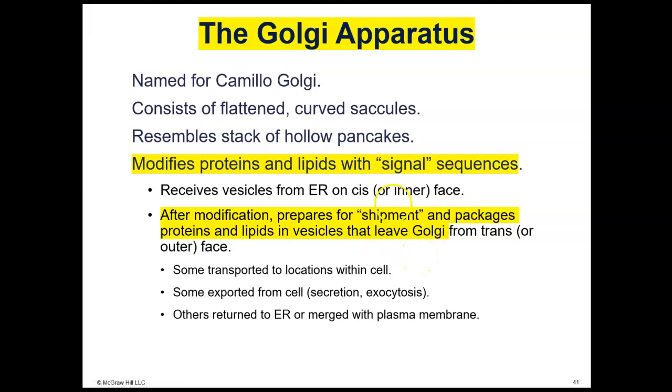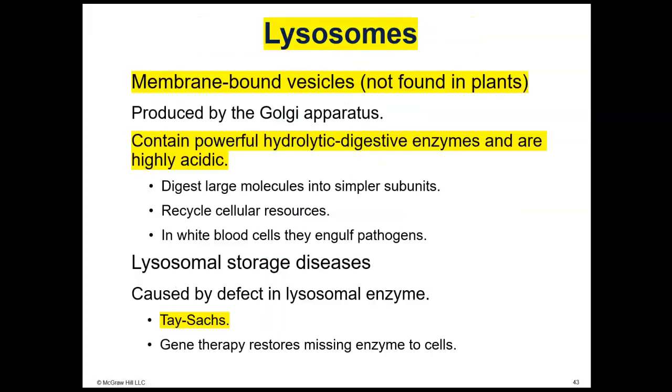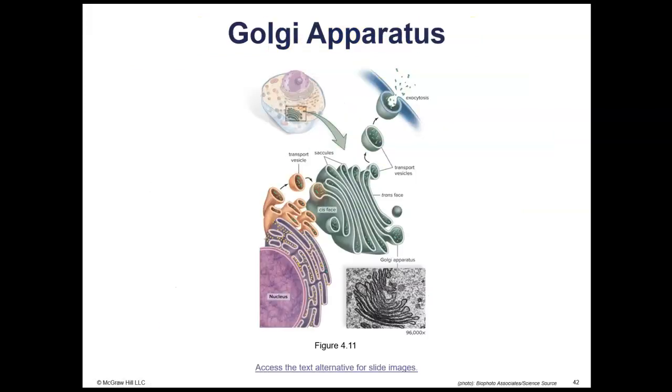And they will leave the Golgi and either stay inside the cell or they will leave the cell, depending on what their job is, you know. So again, this is just another view of the endomembrane system and the Golgi apparatus, the role that the Golgi plays. So here's the nuclear envelope.